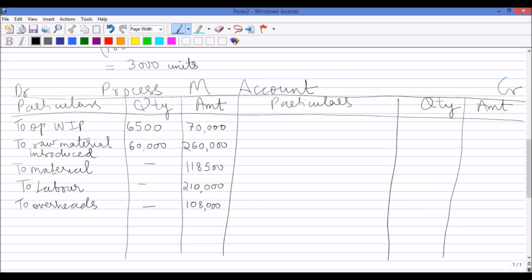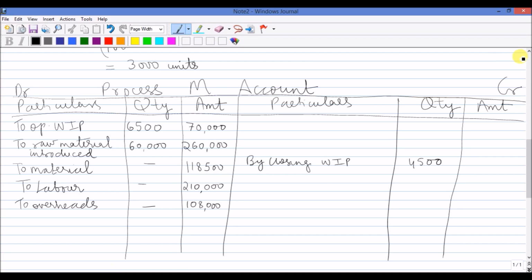Then friends, we have a closing work in progress of 4,500 units. No problem. So here I can write by closing work in progress, and it is 4,500 units. We don't know the amount, so we are going to find it.